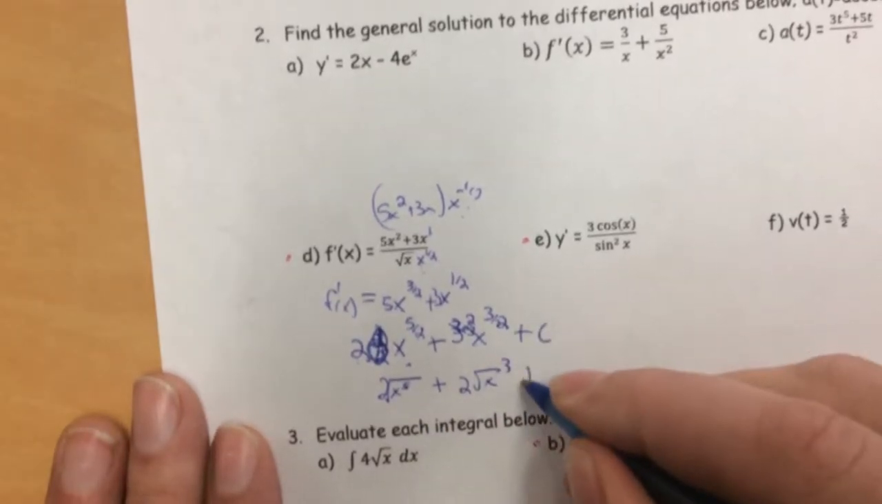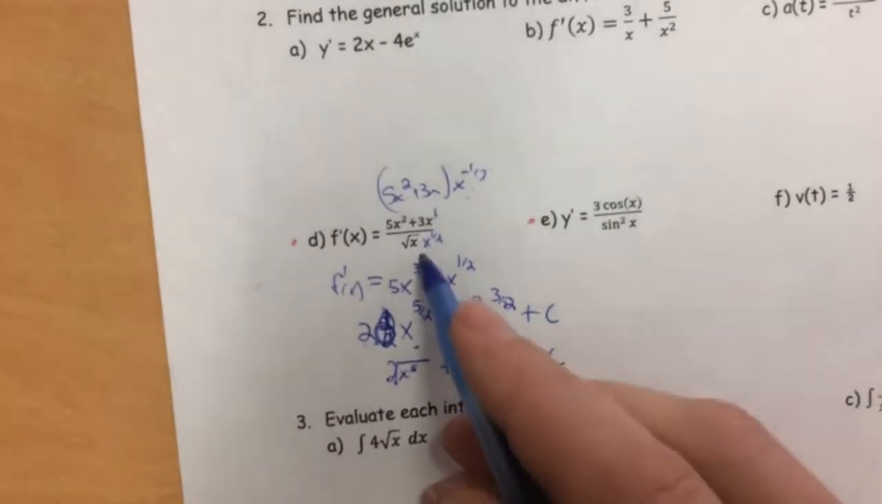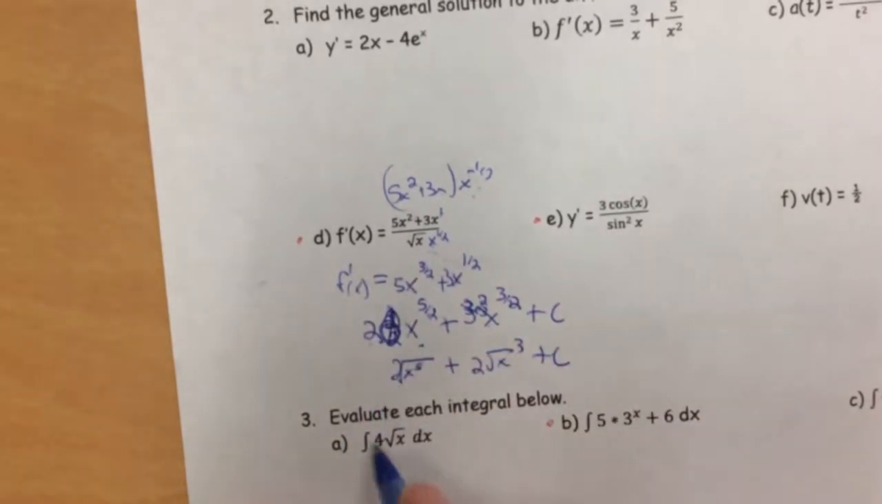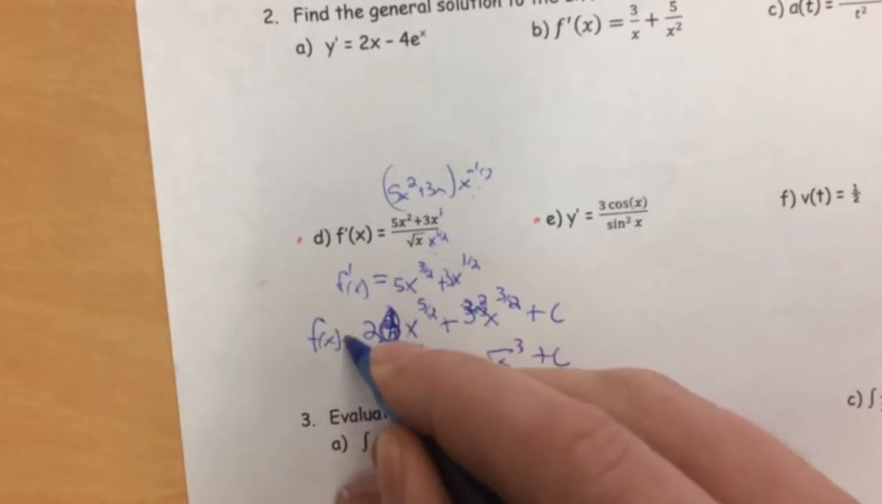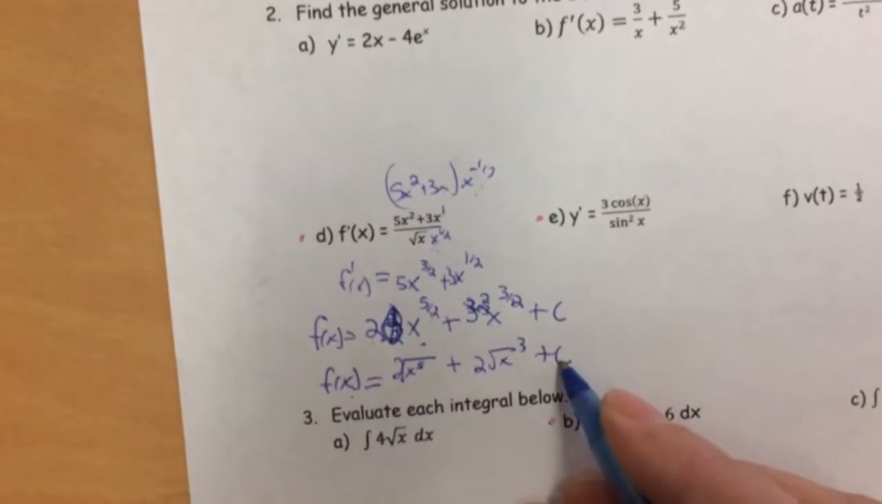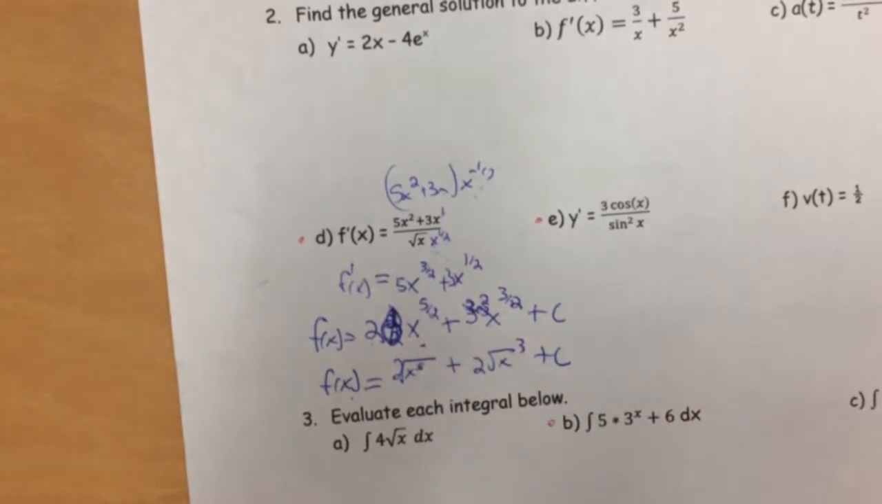And then, of course, I need the plus c because I could add any constant here and it would still give me the same derivative. So this was f prime of x, and so when I do the integral, that's f of x. The original function is this guy, and when I do the derivative, it gives me this derivative function.